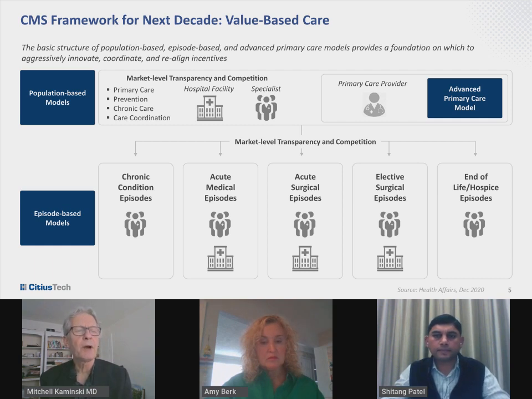And what is remarkable about this framework at the top is that there is a move toward population-based models. And that's another term for models that are looking at both the cost and quality of care for a population. And there are two main components. One major component on the upper right is the primary care provider.